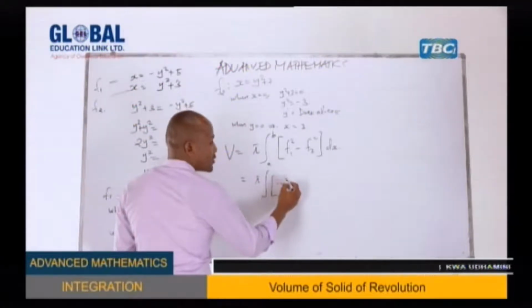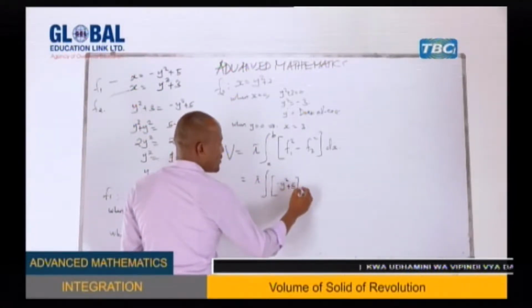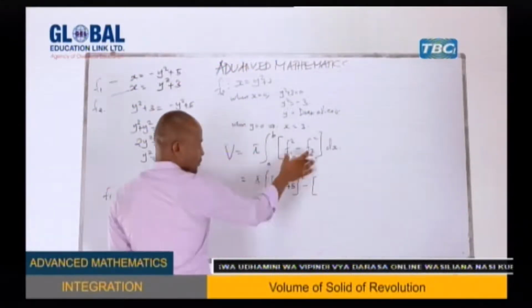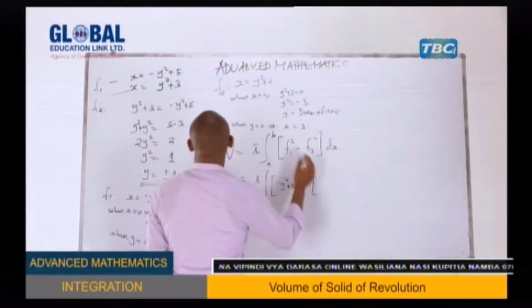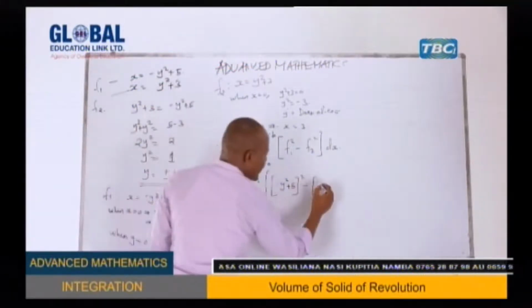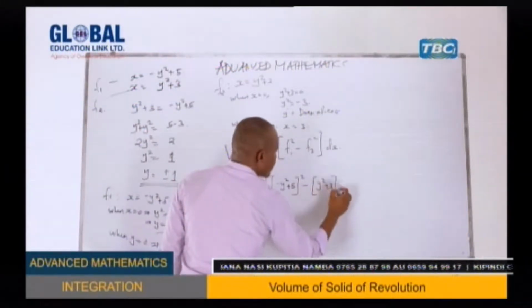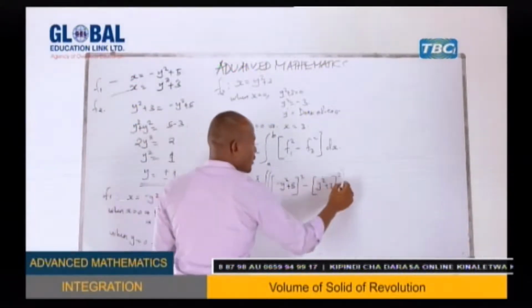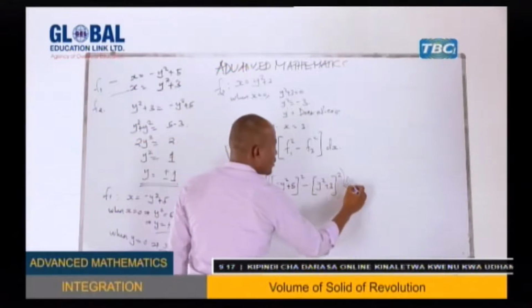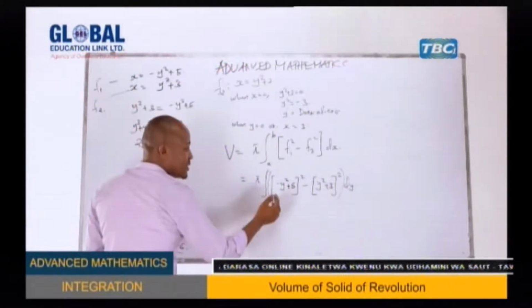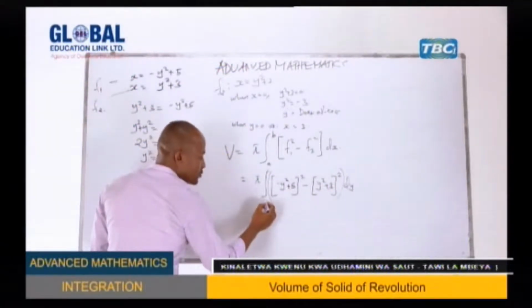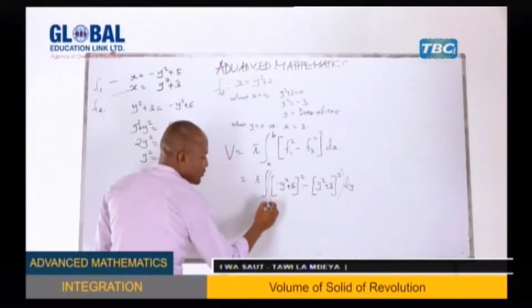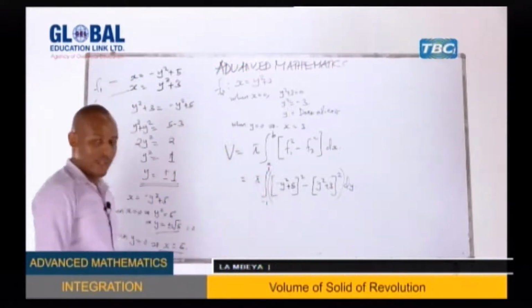That will be negative y square plus 5, squared, minus y square plus 3, and all of that squared. All of this will be integrated with respect to y, because our limits are in y, and our small change in y, as you can see there, is from -1 to 1. Let's check it.